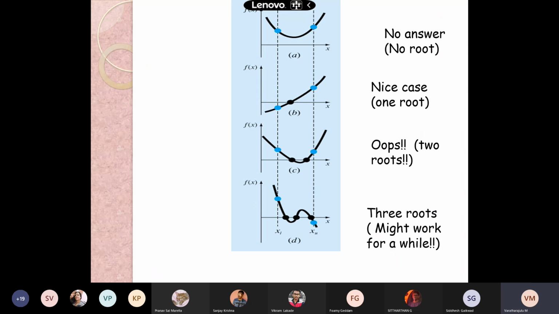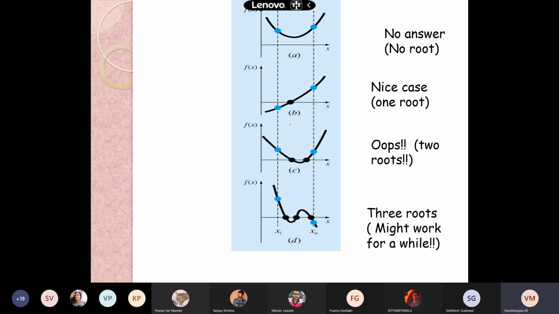So these are some other peculiar sets of results for various curves. See here, this curve doesn't meet the x-axis, so it doesn't have any real root. The curve depicted in picture B has only one root.